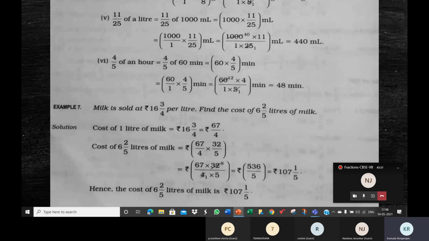You have to give the milkman 16 rupees for 1 liter, another 16 rupees for the second liter, another 16 rupees for the third liter, another 16 rupees for the fourth liter. So you have to give him 16 rupees 4 times. 16 into 4, 64. In the same way, this situation here is multiplication.